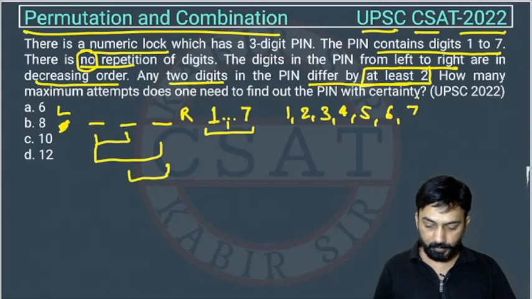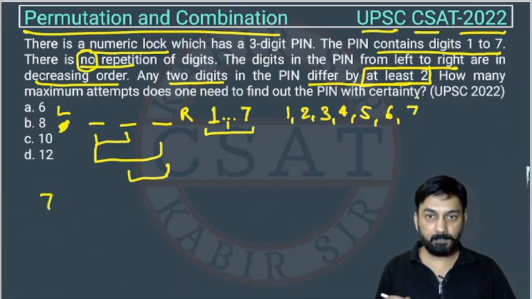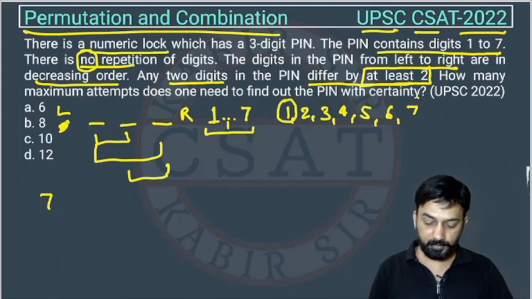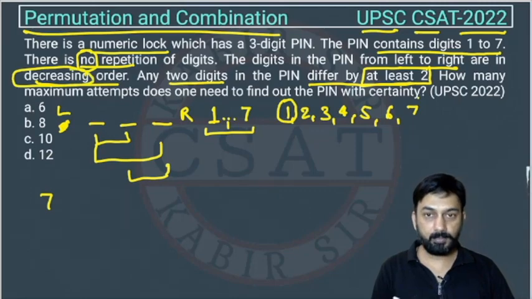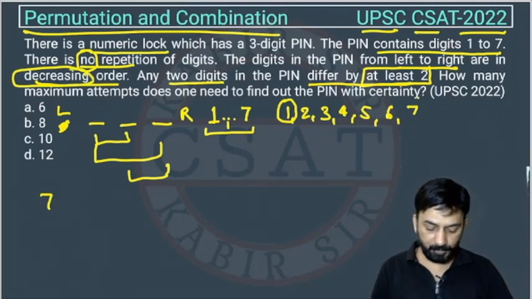So how we will do it? We have to create the number of passwords that can be generated with these conditions. So suppose the password is starting with 7. The password cannot start with 1, because it is not satisfying the decreasing order condition. If the password starts with 1, then the second term will be 2 or 3, suppose 3, the difference is 2, this condition is satisfied, but they are in increasing order, not decreasing. So this is not possible.